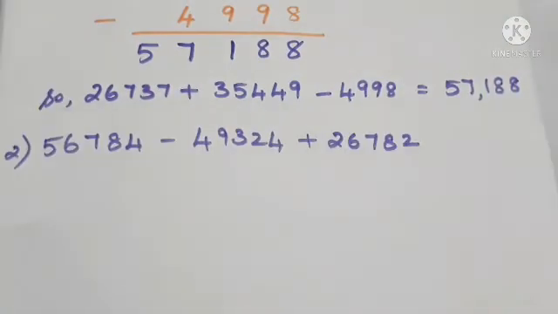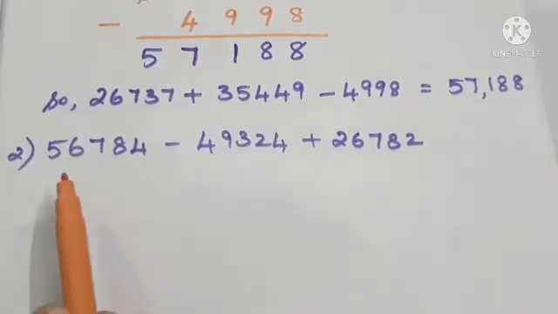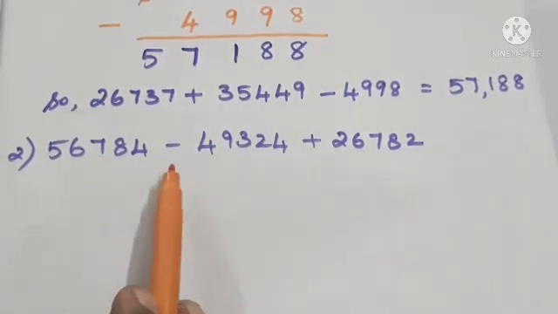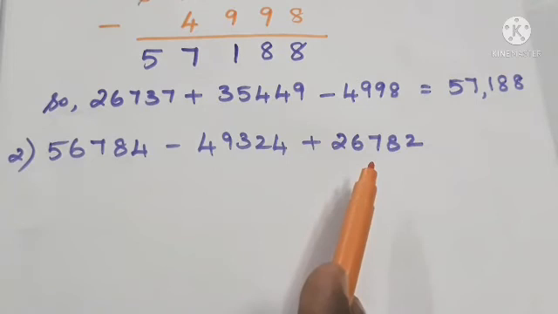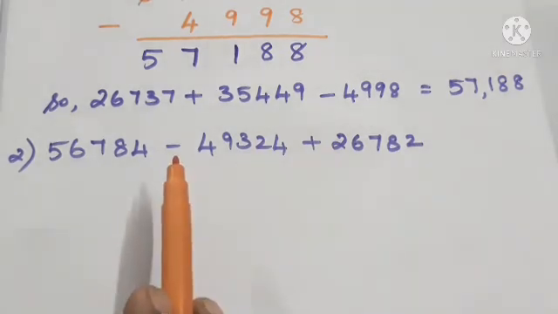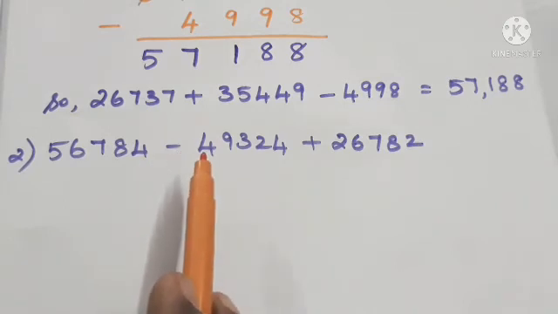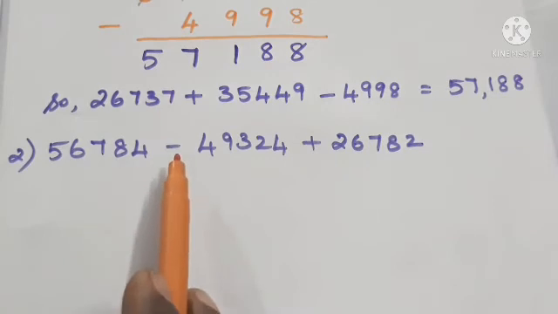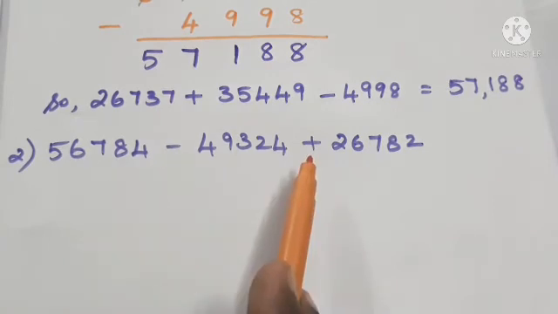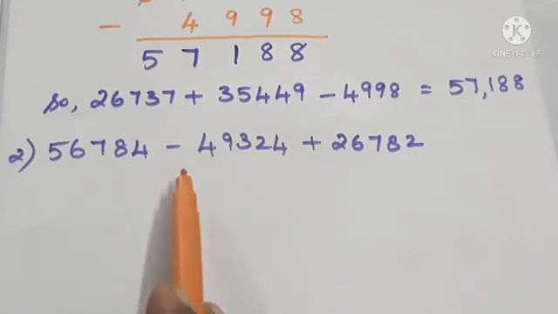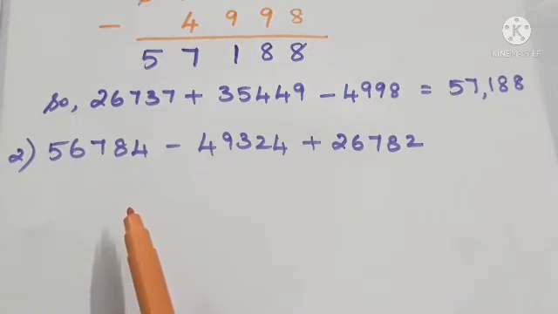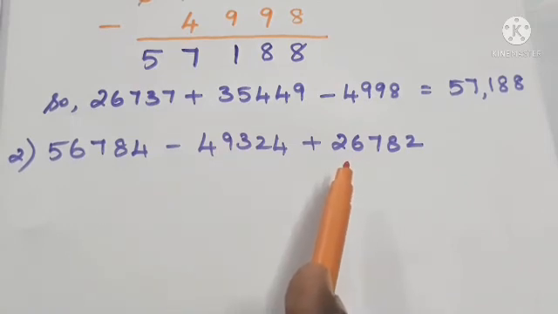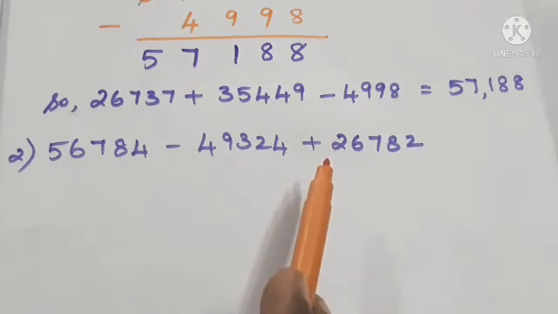Have you understood this? So the second problem we have is 56,784 minus 49,324 plus 26,782. So in the first question we have the addition operation first, then the subtraction operation next. But here we have the subtraction operation first and the plus operation second. So we can subtract these two numbers in step 1. You will get the answer in step 1, and then we have to add this number to that answer and get the last total answer.